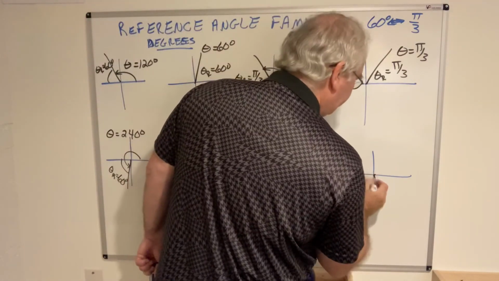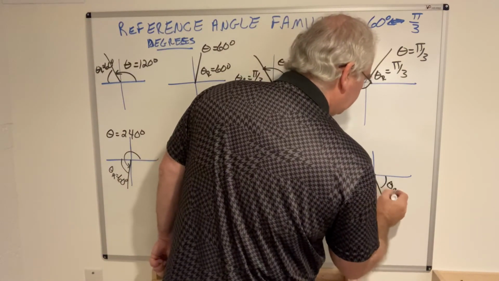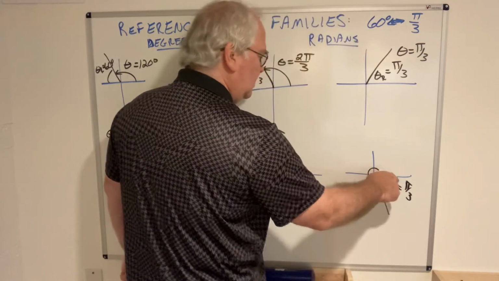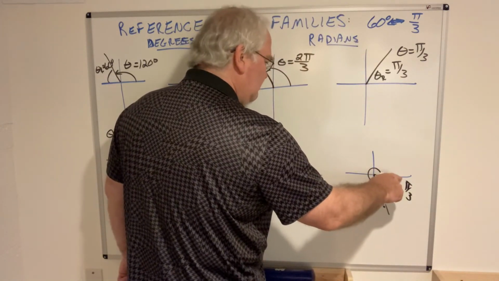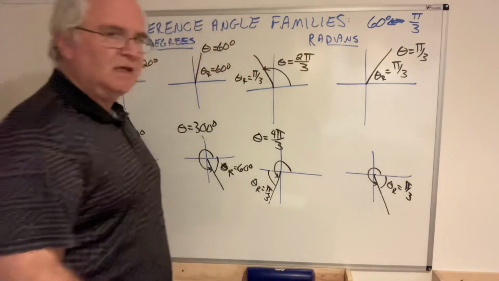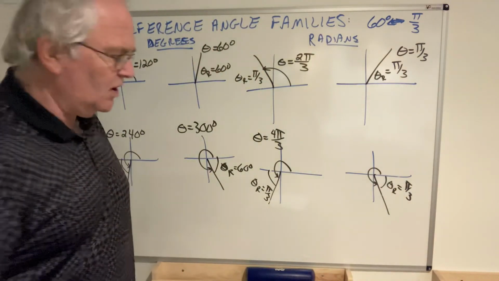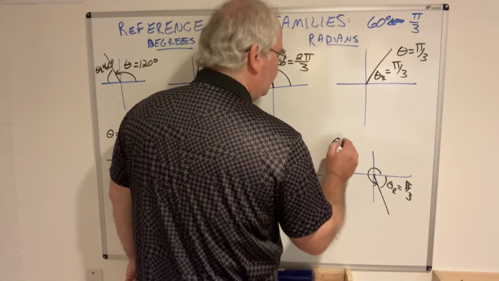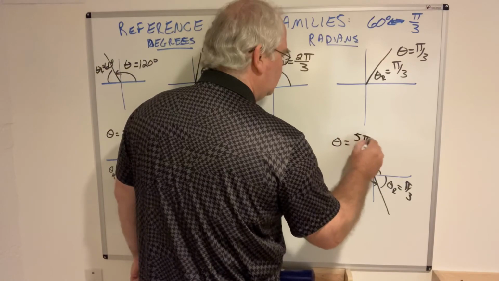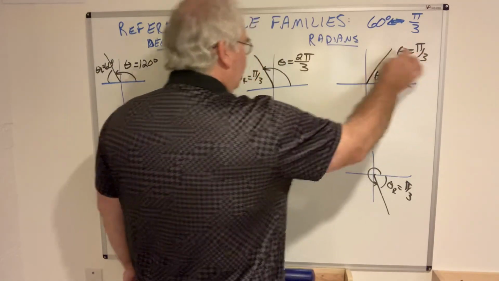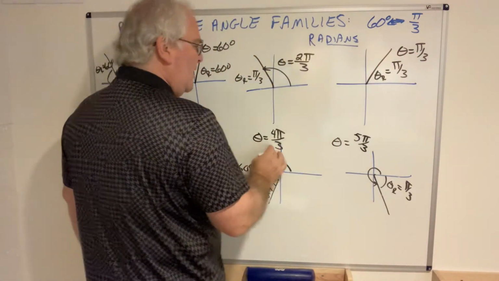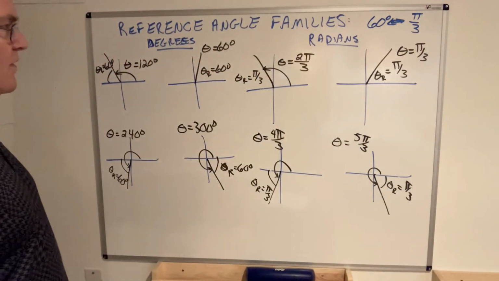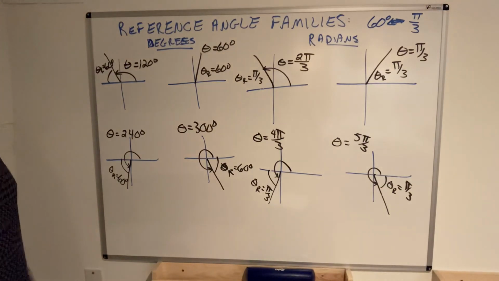And then lastly, this is theta reference, pi over 3. And then this angle is 2 pi. Let's subtract 1/3. Well, 2 pi, common denominator is 3, is 6/3. Take away 1/3 is 5/3. Pi over 3, 2 pi over 3, 4 pi over 3, and 5 pi over 3 are the reference angle family for the reference angle pi over 3, measuring in radians.